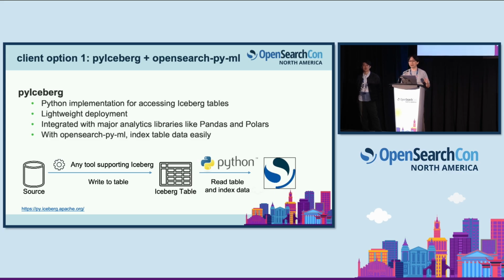The first one is PyIceberg. This is a Python library for working with Iceberg tables. What's nice about it is that it provides a really straightforward way to use Iceberg. All you need is Python, and it will work in any environment where Python can run. And it integrates with data science libraries like Pandas and Polars, which means you can work with Iceberg using familiar tools. And of course, since OpenSearch also has a solid Python library, you can easily read from an Iceberg table and then index it into OpenSearch.